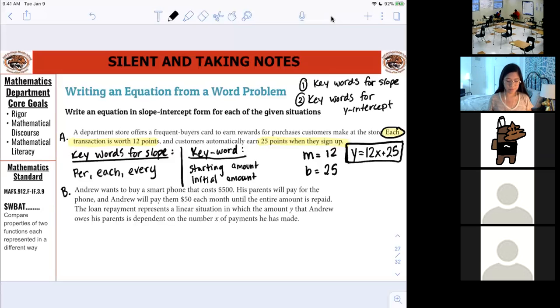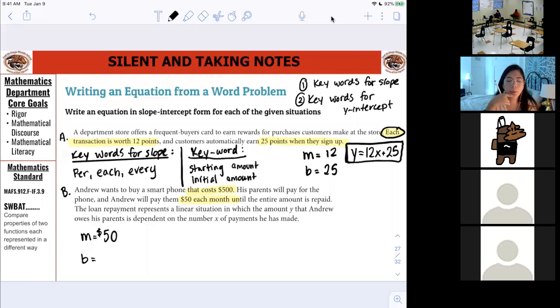Perfect. Thank you, Bianca. All right. So who can tell me which one is my slope? Which one is my y-intercept? Look at those keywords. $50 is the slope. Good. What keyword does this one have? Each. Also each. So we know he's paying $50 each month.